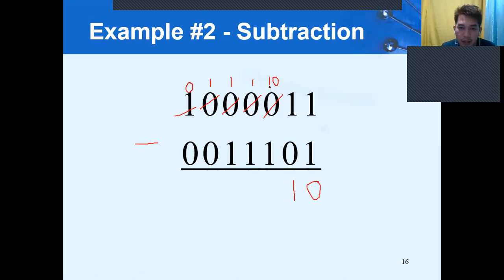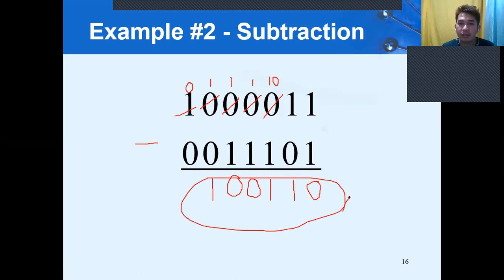So, 1, 0 minus 1, that is of course equal to 1. Now, 1 minus 1, that is 0. 1 minus 1, again, that is 0. 1 minus 0, that is 1. 0 minus 0, 0. Okay, so this is your final answer.